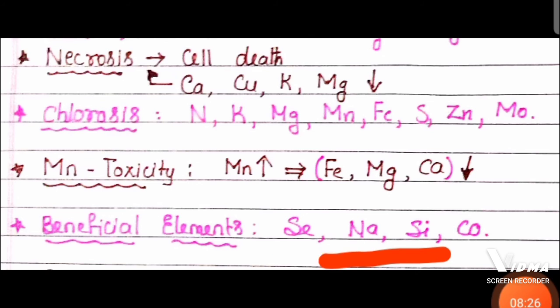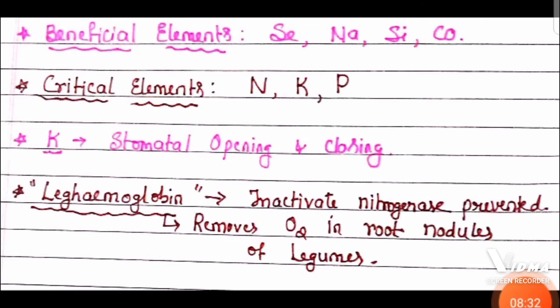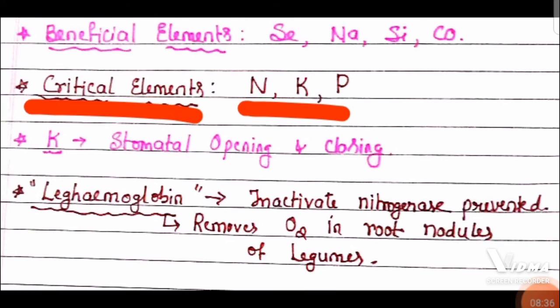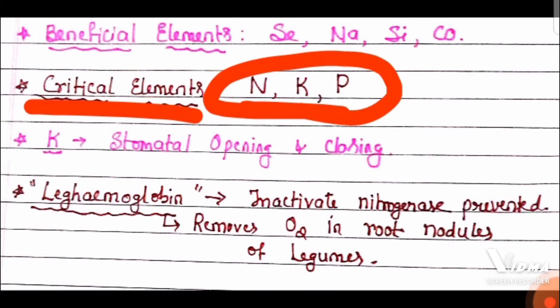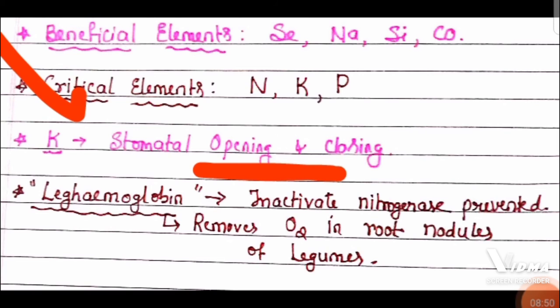Then beneficial elements, remember, beneficial elements are selenium, sodium, silicon, and cobalt. Beneficial elements, I mentioned four. And critical elements are nitrogen, potassium, and phosphorus. Critical means their deficiency is going to affect plant growth a lot. And the one element which helps in the opening and closing of stomata is potassium.